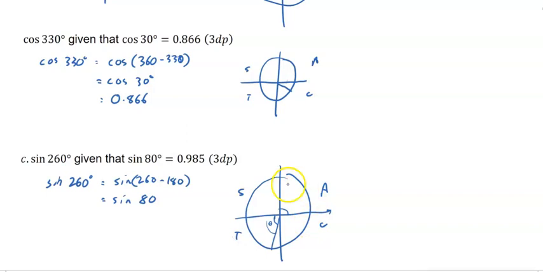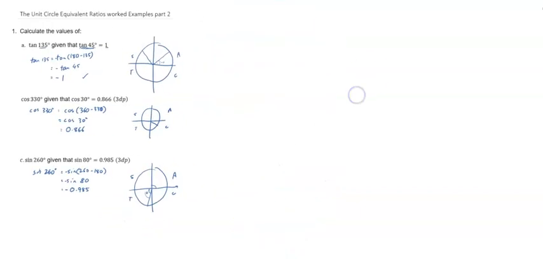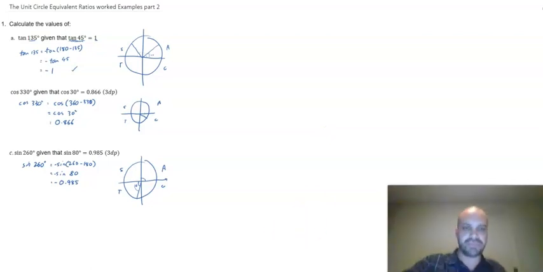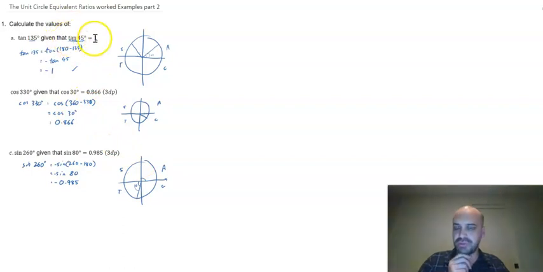C-A-S-T, we're in the third quadrant where only tan is positive. This is a sine ratio, so it should be negative. Now in the question we've been told that sine 80 equals 0.985, so negative sine 80 will equal negative 0.985. Okay, very, very similar to some previous examples that we have done. The only difference here is that we know what the ratio is, so we can sub it in as our final step.